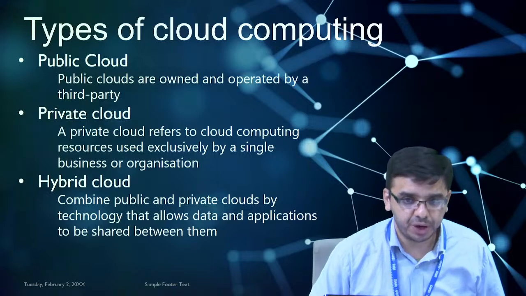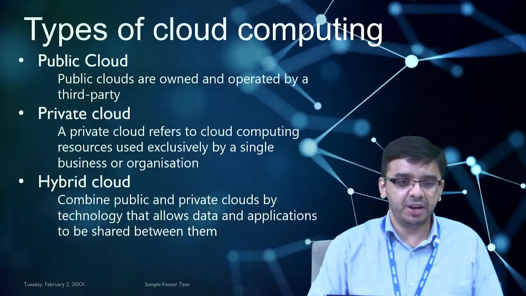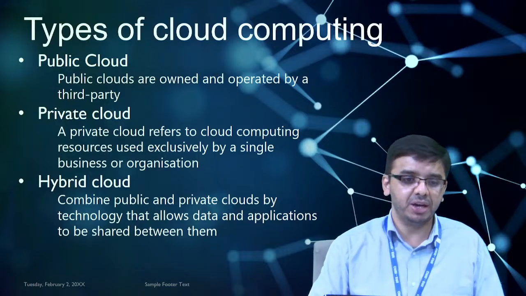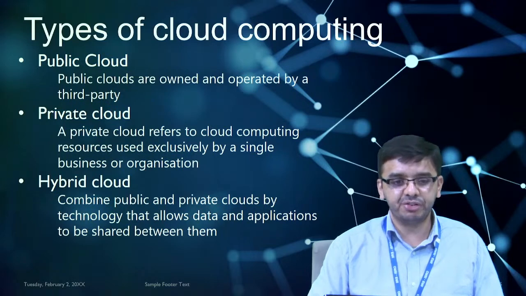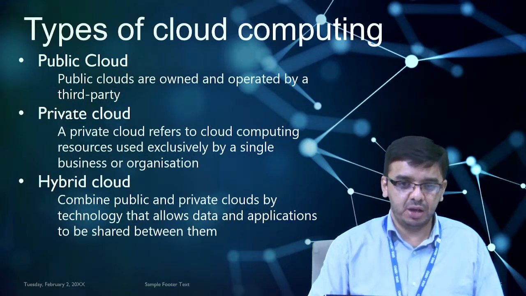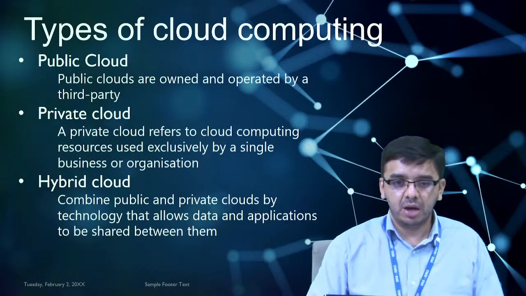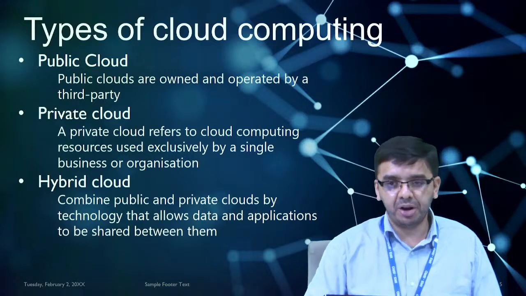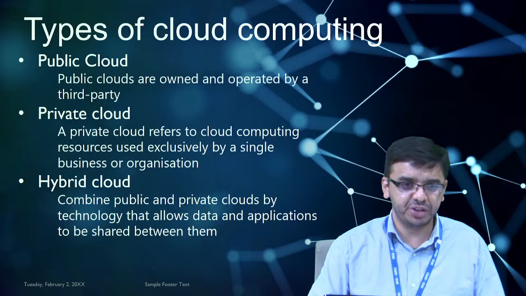Now if you see the types of cloud computing, broadly, cloud computing is divided into three types. One is called public cloud. Public clouds are owned and operated by a third party. Any user who is interested in cloud computing can just go and subscribe to any of the cloud service providers like Amazon AWS, Microsoft Azure, or Google Cloud. These are publicly available and operated by these service providers, and anyone interested can go and avail those services.